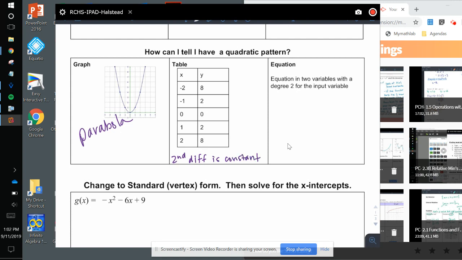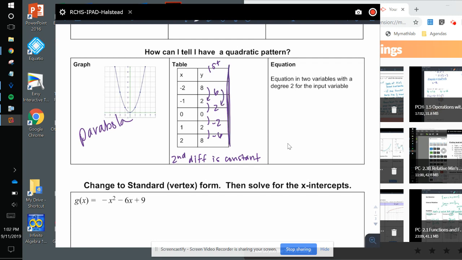So I'm going to take the difference here. 8 minus 2 is 6. 2 minus 0 is 2. 0 minus 2 is negative 2. 2 minus 8 is negative 6. That would be my first difference. If that were constant, then the graph would be a linear graph. But it's not, so I'm going to try and take the second difference.